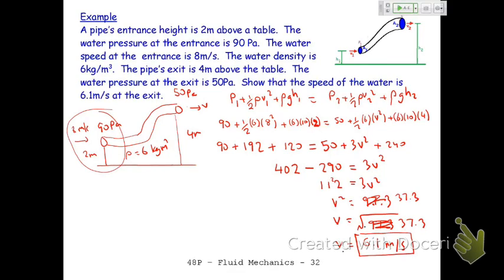So it looks horrendous, but it is literally just learning the equation, and just remembering it looks a bit like kinetic energy, but there's a density in it. It looks a bit like potential energy, but it's got a density in it, and we've got pressure.